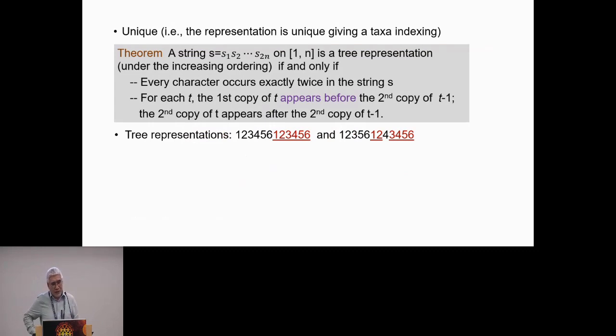So this is the characterization of the vector representation. Basically, each is a string over 1 to n, and each character occurs twice in the string. For each character t, the first copy of t appears before the second copy of t-1. The second copy of t appears after the second copy of t-1. There are two examples here which represent two trees over 6 taxa.